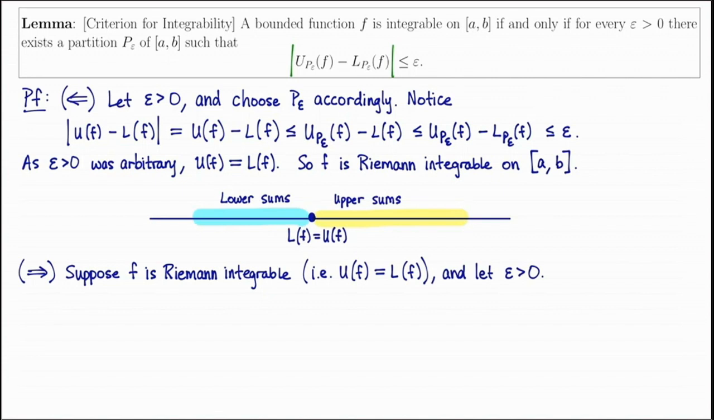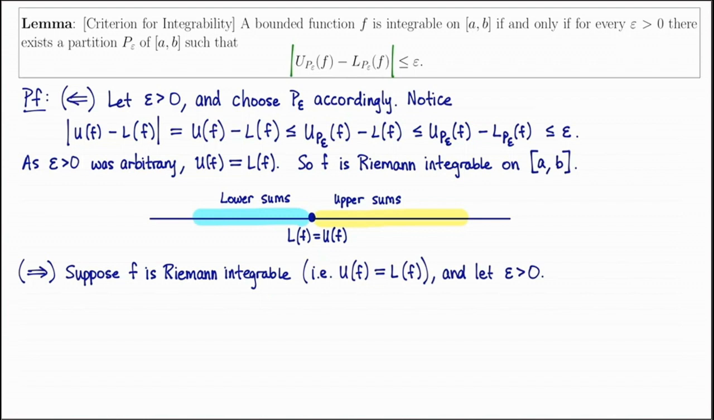So remember, lower sums sit to the left, upper sums sit to the right, and because our function is Riemann integrable, we're assuming that they kind of meet in the middle where L of f, the lower integral, is the supremum of the set of all lower sums, and it's equal to U of f, the upper integral, which is the infimum of all upper sums. So when you're working with this notation, sketching this little picture can help.